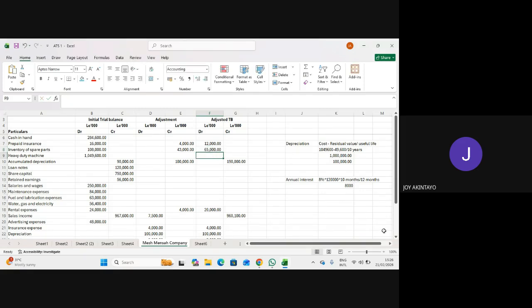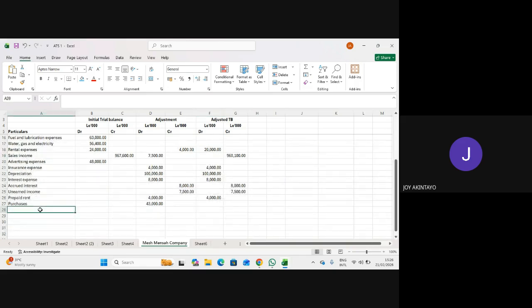Then the corresponding credit entry. So in the inventory, was paid at 31st of July. So this will now be 5,000 naira. Then at the end of the period, we also have this. Do you understand?